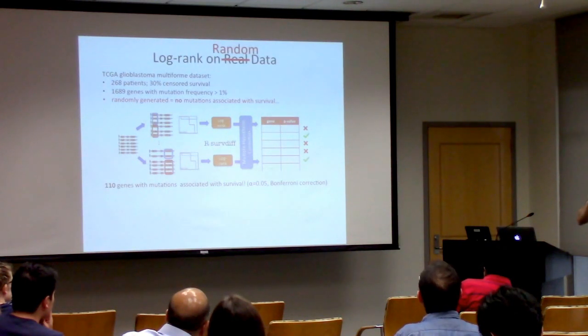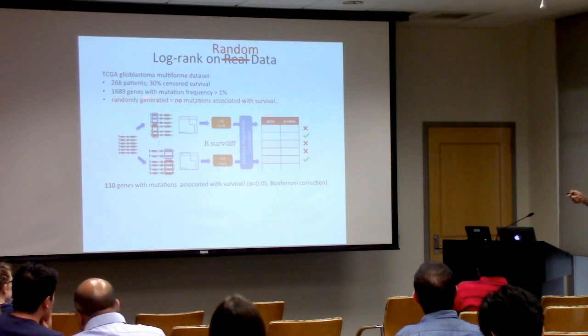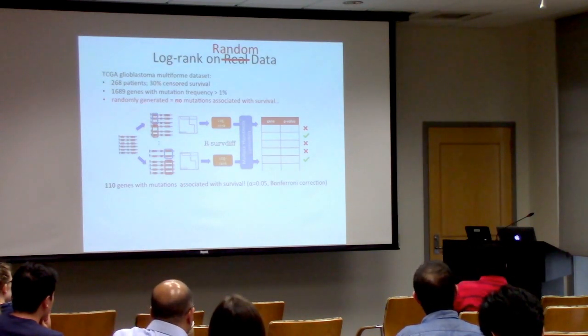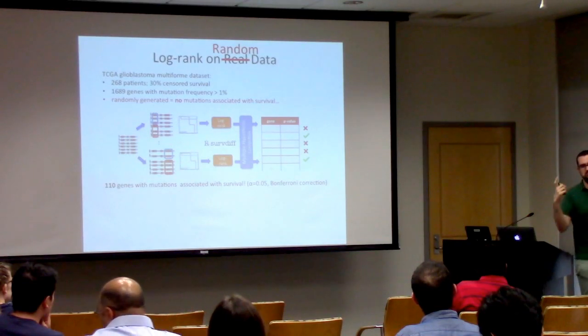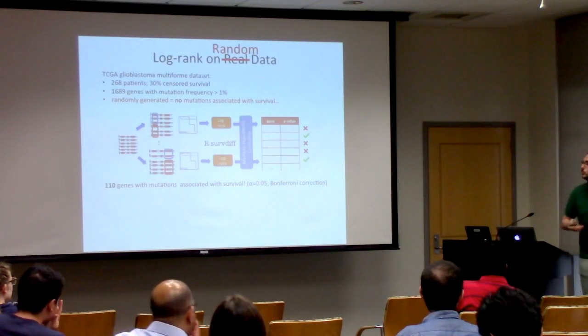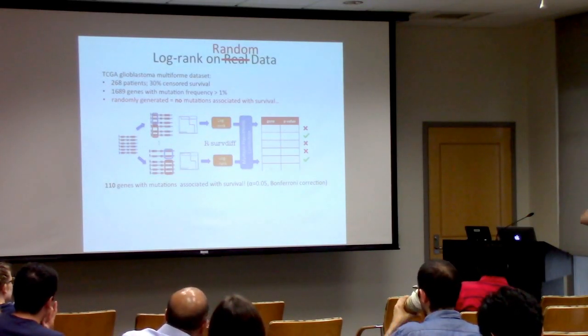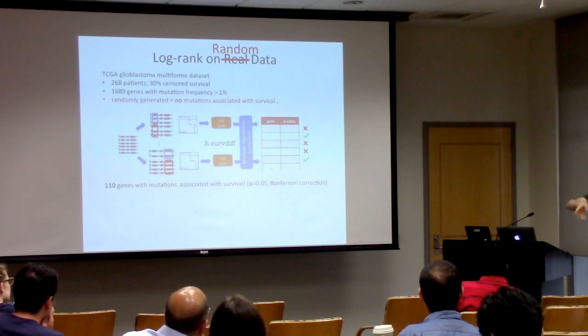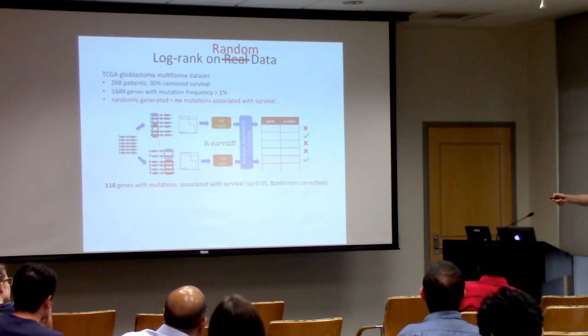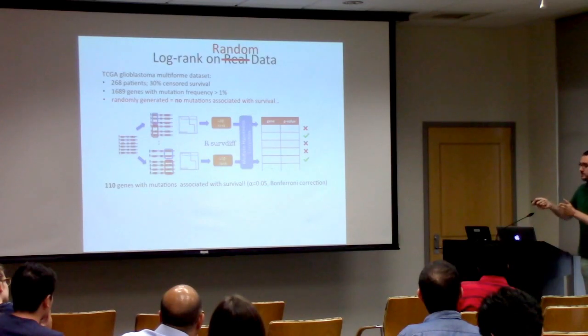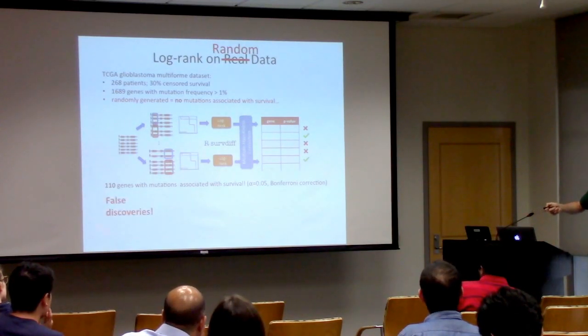So these are the results on random data. What do I mean by random data? I was doing a lot of simulations, and I had generated a dataset in which the mutations are the same, so they're fixed. What I'm doing is permuting the survival time and the censoring together for all the patients. At the end, I do all my analysis, and I get 110 genes with mutations associated with survival. Again, the same number. And these are all false discoveries.